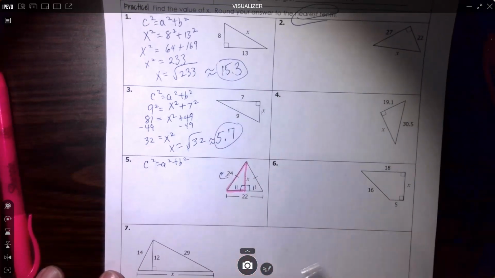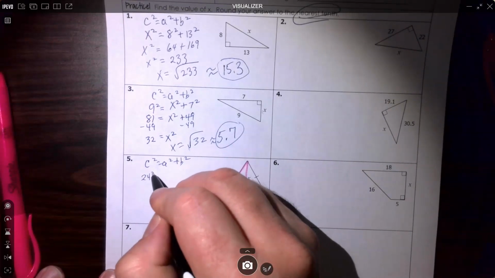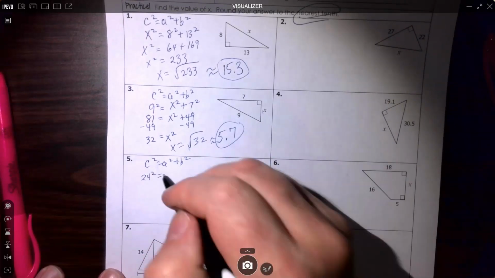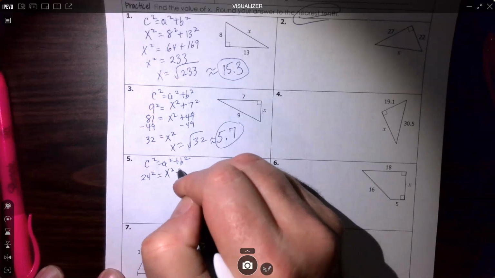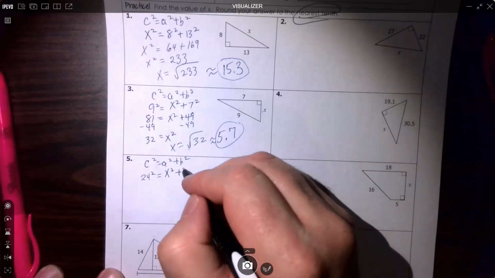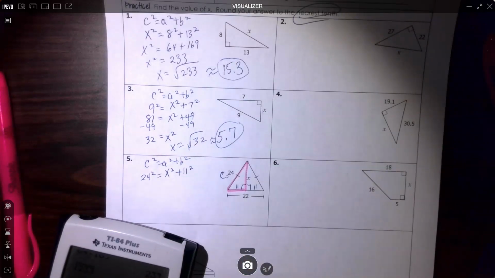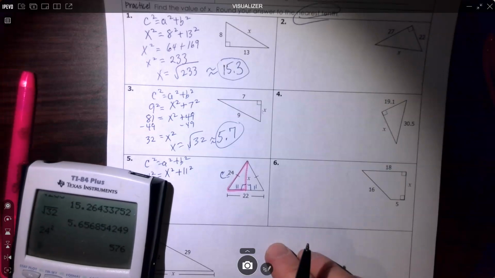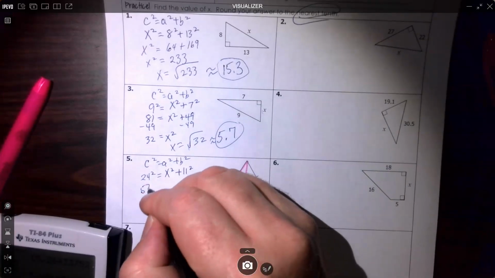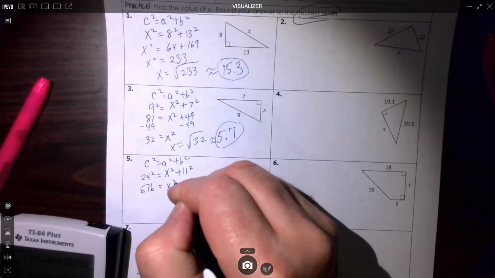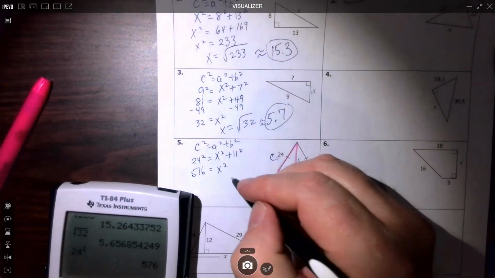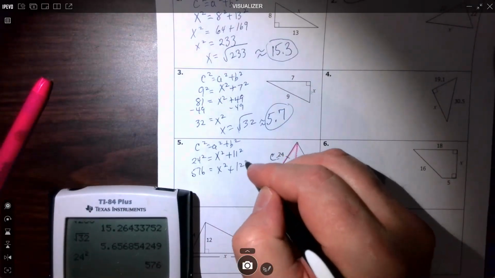24 is c. All right, so 24 squared equals x squared, where x is the variable I'm looking for, plus b, which is 11 squared. 24 squared is 576. Leave the x squared alone. Plus 11 squared is 121.